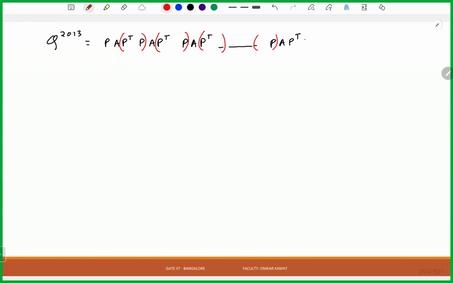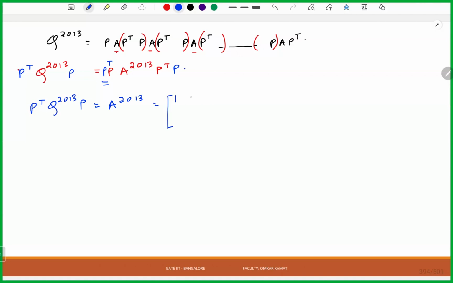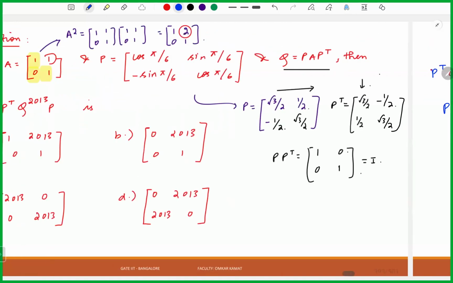So remaining is nothing but what now? Remaining is P, and how many times will A be multiplied? A is there, A is there, A is there, A is there. A will be multiplied 2013 times. P transpose, correct? So here we have Q 2013. Now multiply P transpose on both the sides because they are only telling, see, we need the value of P transpose Q 2013 P. So P transpose, if I multiply here also P transpose, and then P over here. This value is again I. So P transpose Q to the power of 2013 P is equal to what? A 2013. And this value is nothing but what now? 1 2013 only, no? Yes.